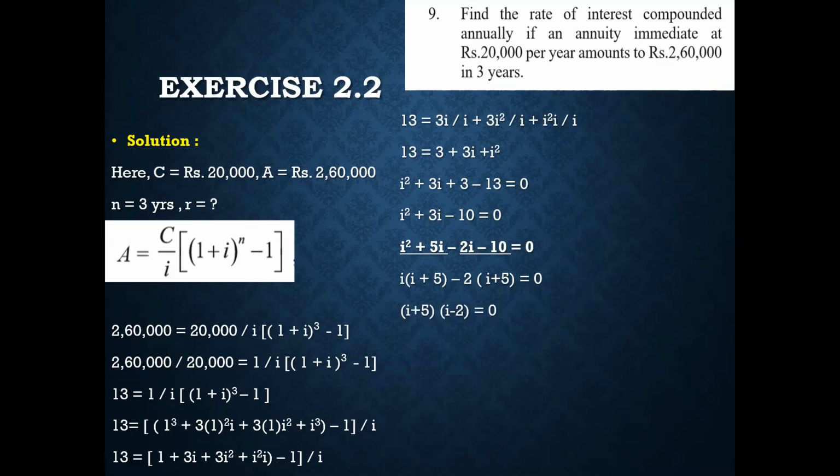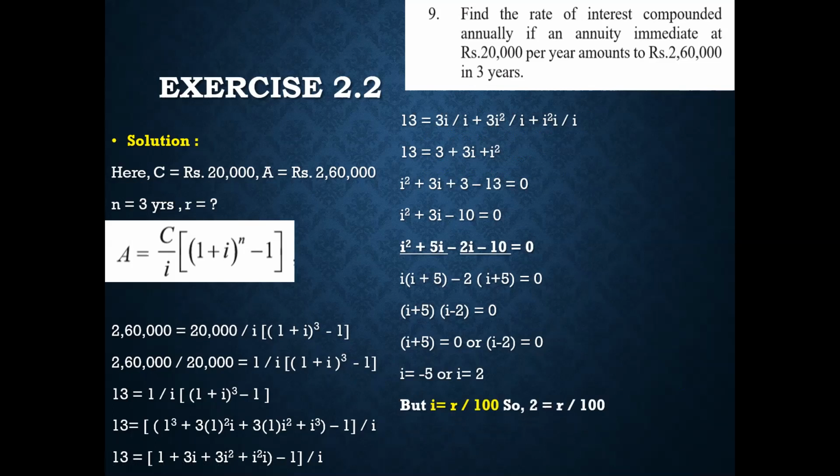So (i + 5)(i - 2) = 0. So i = -5 or i = 2. As you all know, the negative number is not considered. So the value of i is equal to 2.